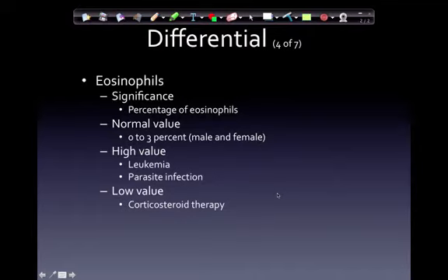So eosinophils, 0 to 3% is a normal finding in male and female. High values could be leukemia or parasitic infection. Low values, corticosteroid therapy.